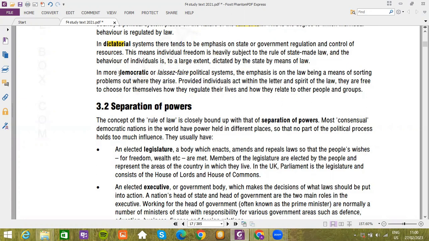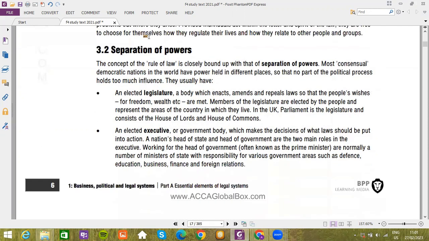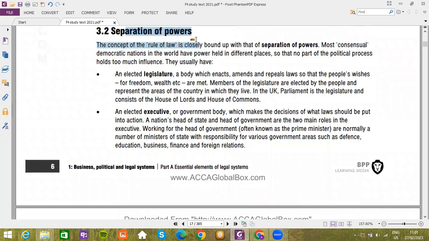Whereas in a democratic system, the government has limitations to its powers, and this democratic system can also be known as laissez-faire. The emphasis is on the law being a means of sorting problems out where they arise, provided individuals act within the letter and spirit of the law. They are free to choose for themselves how they regulate their lives and how they relate to other people and groups. Now we'll go for separation of powers.